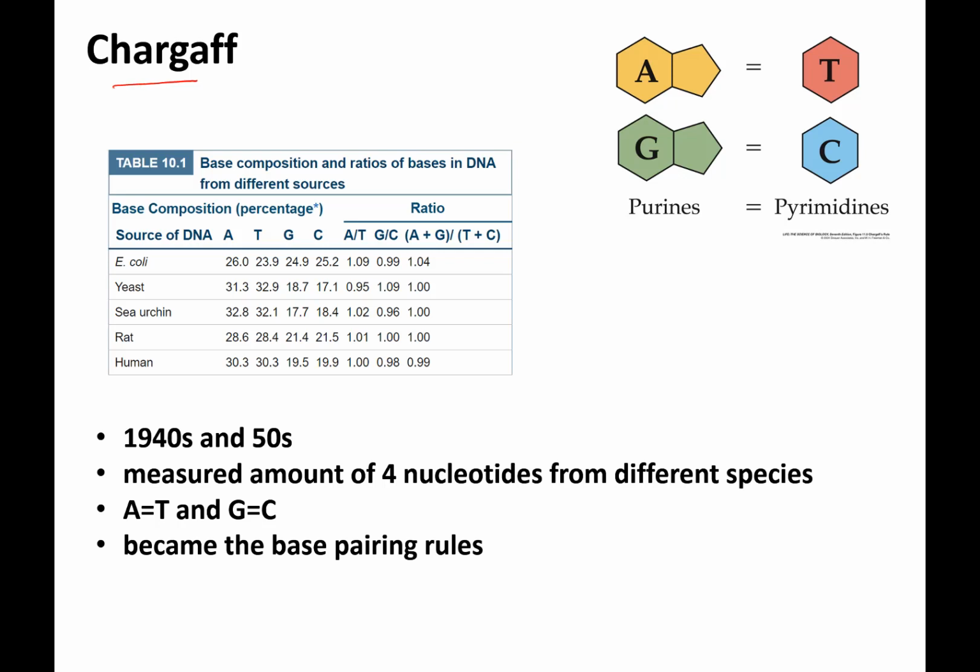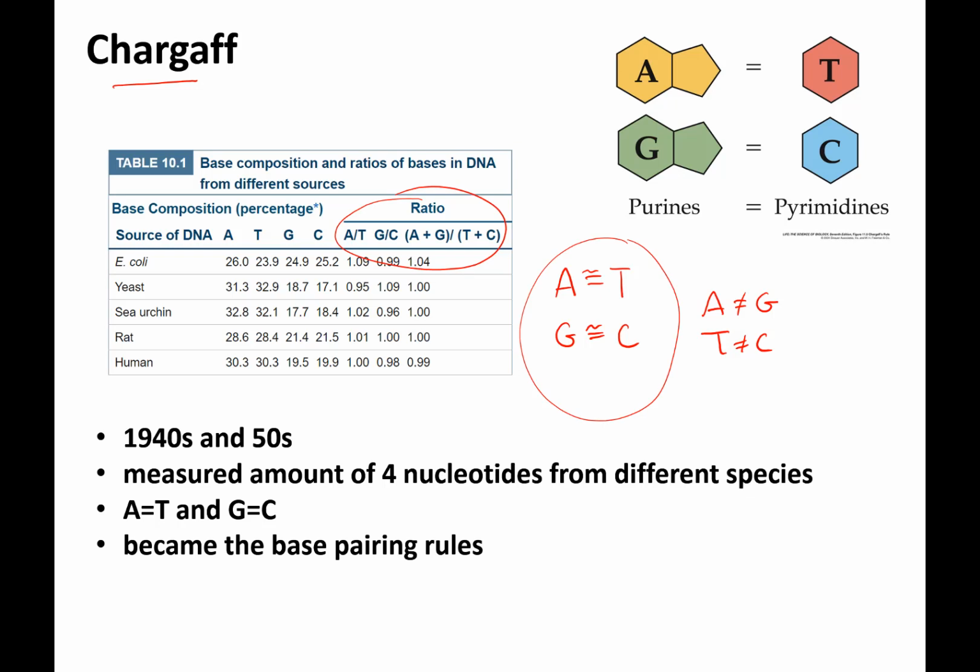The big important contribution from Chargaff was that he found these ratios. And he found that the amount of A equaled the amount of T, pretty much. And the amount of G equaled the amount of C. But the amount of A did not equal G, and T did not equal C, and so forth. So there was something interesting happening with A and T being equal and G and C being equal. And this is eventually going to lead us to the base pairing rules.